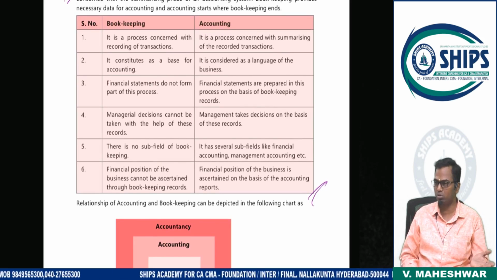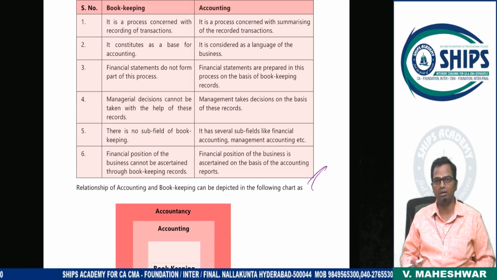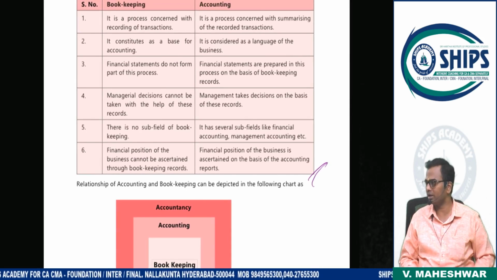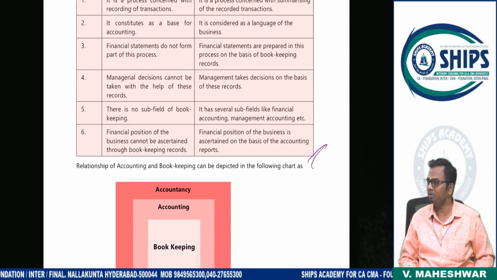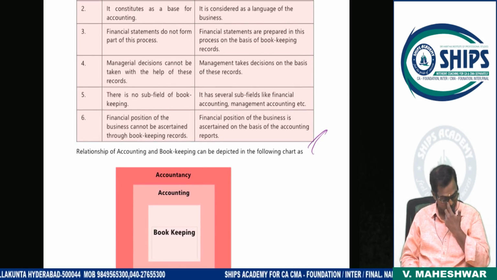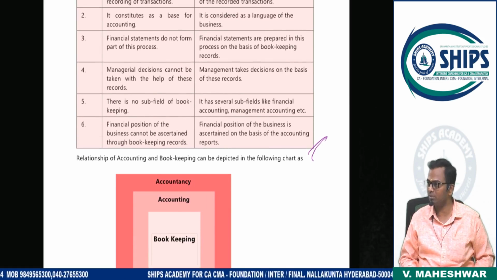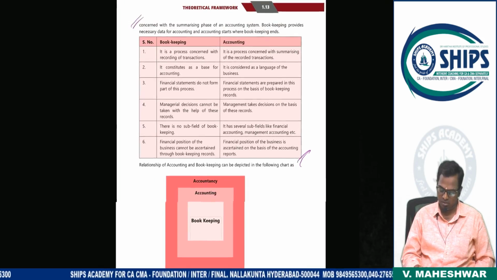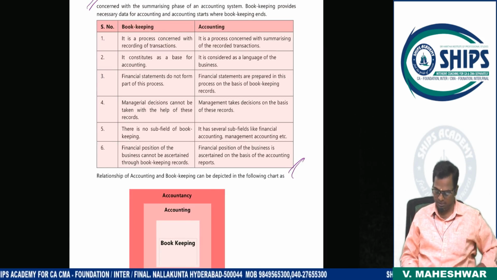What information has been given in the books is taken into accounting. Managerial decisions cannot be taken in bookkeeping, but here management can take decisions on the basis of this record. With the help of bookkeeping, accounting can support decisions. There is no subfield of bookkeeping, but accounting has several subfields, like financial accounting, management accounting, etc. The financial position of a business cannot be ascertained with the help of bookkeeping. Here we can easily ascertain the financial position of the company, isn't it, sir? These are the differences between bookkeeping and accounting. Note down that one first.